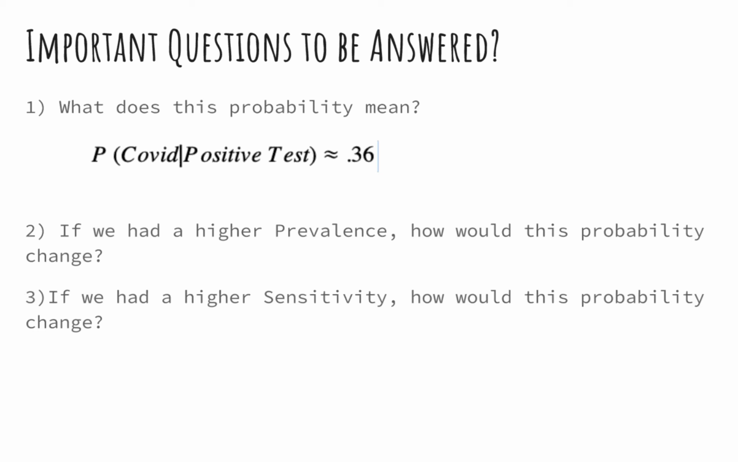It seems like a very low percentage, given that the sensitivity was 95% and the specificity was 93%. So what's happening here is the question: how could this number be so low? And these questions will lead us towards that. Like, what if we had a higher prevalence? What do you think might happen in this probability? Do you think it would change, and how? What if we had higher sensitivity? What do you think would happen? How would this probability change?